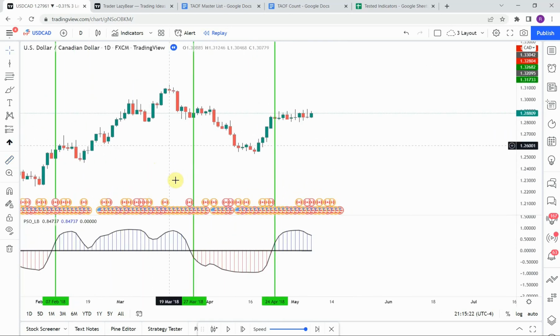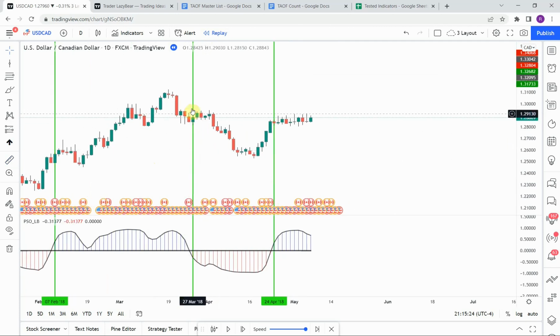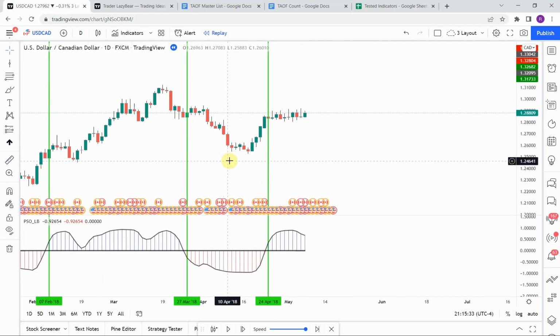All right, we then pick up this short right here on this one. We get a little bit of a pullback right here, but then a consolidation and a push to the downside there. That does come down and get us to our take profit.